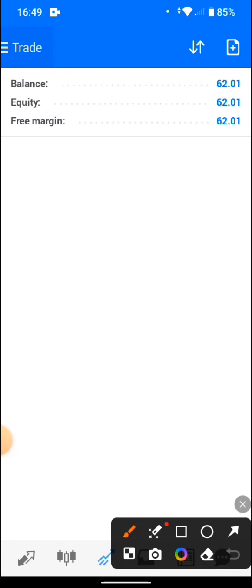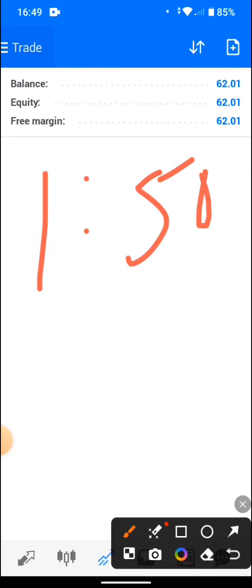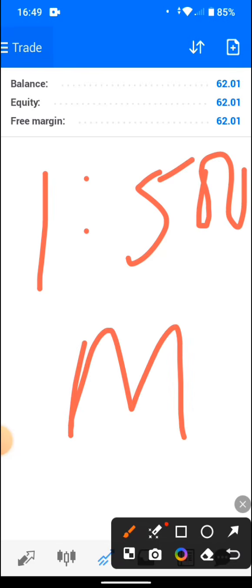So now with your $10 account, at least select a leverage of 1 to anything from 100 to 500. But the problem here is with this $10, if you select high leverage, the margin is going to be very high. What is the margin?